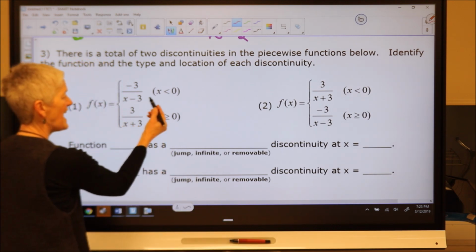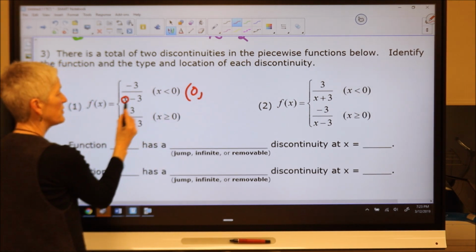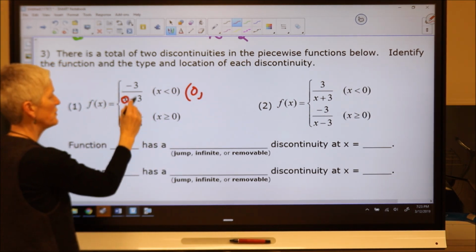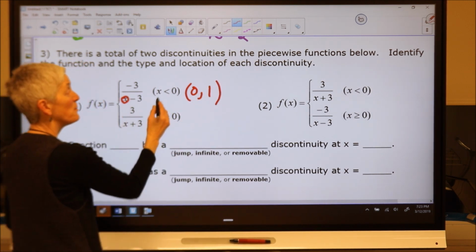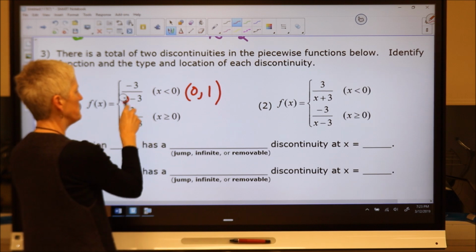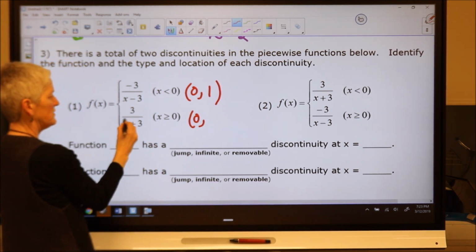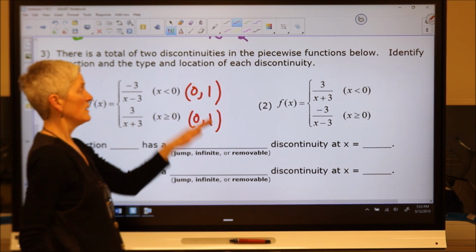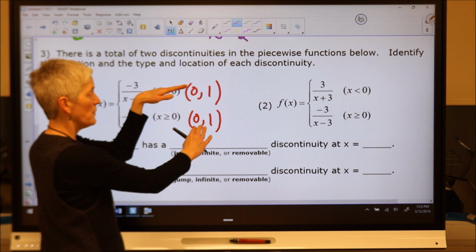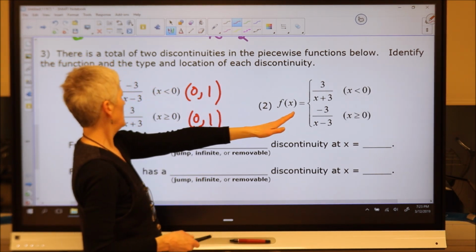This first piece ends at x equals 0. Let's plug in the 0 and see what the y value is. -3 divided by -3 is 1. So this piece ends at the point 0, 1. This piece begins at x equals 0. Plug in the 0, 3 divided by 3. Oh! This piece ends at 0, 1. This piece begins at 0, 1. No jump.